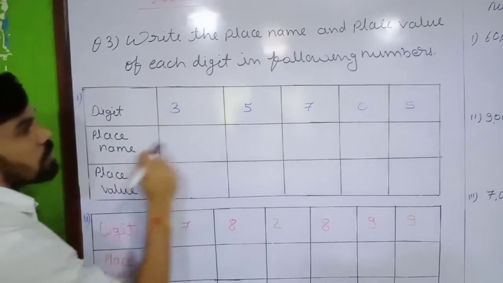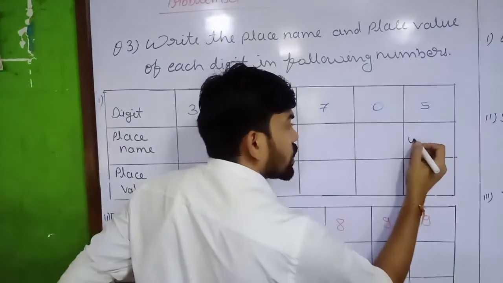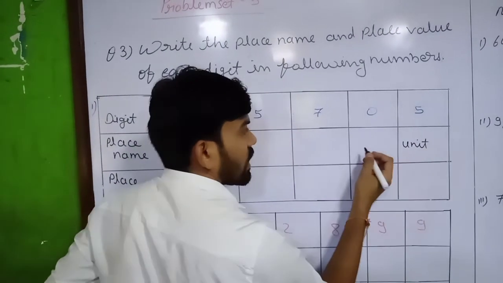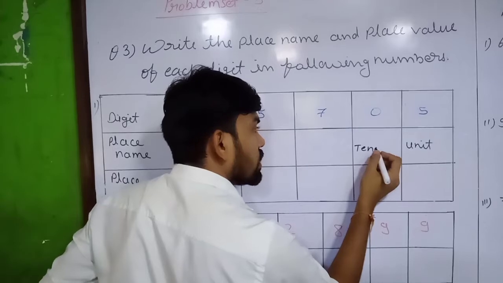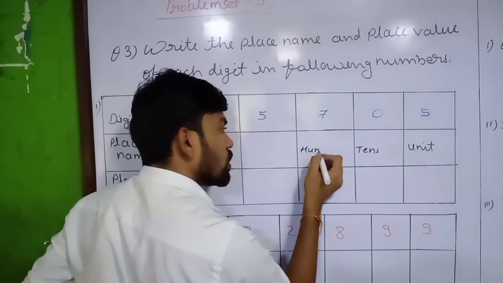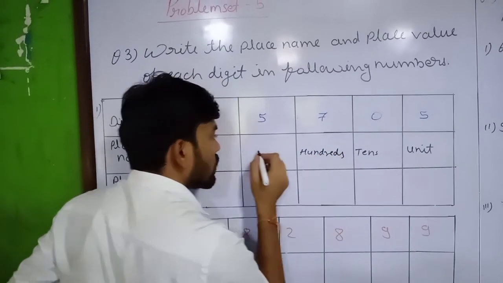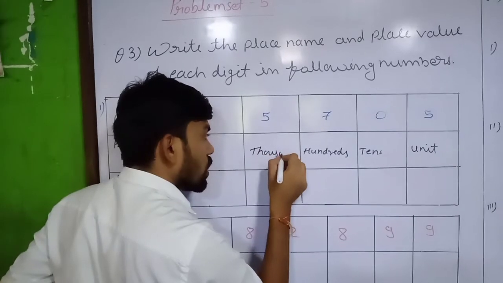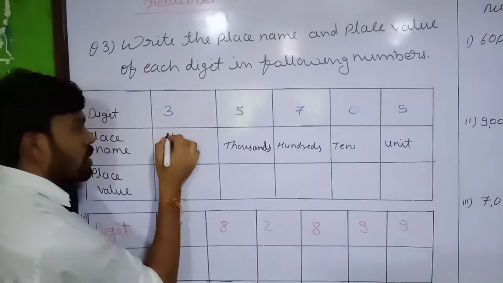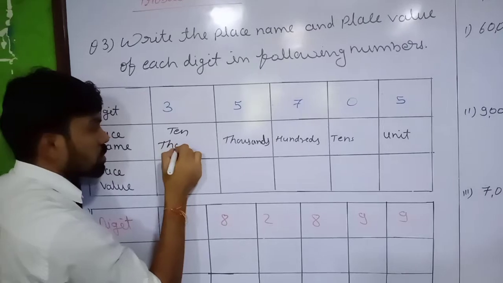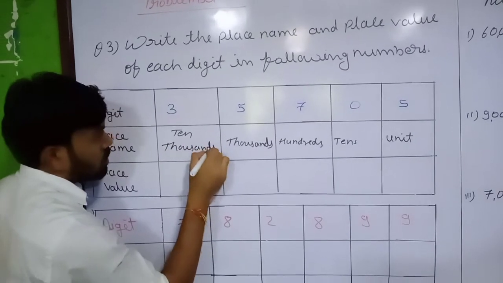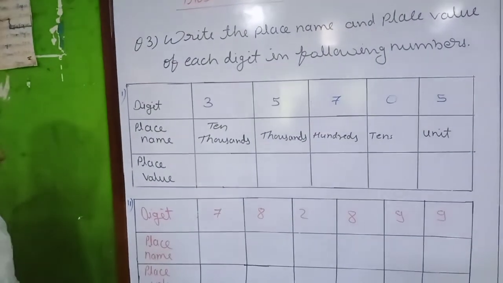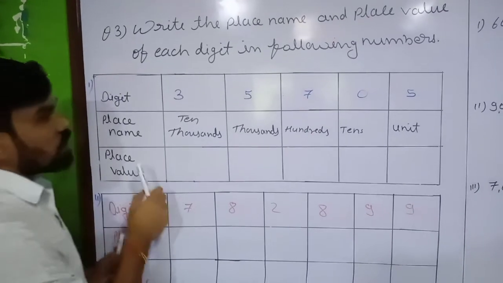Start from the place name. Here unit, unit place, then tens, then hundreds, thousands, 10,000. This way we can write the place name, then place value.